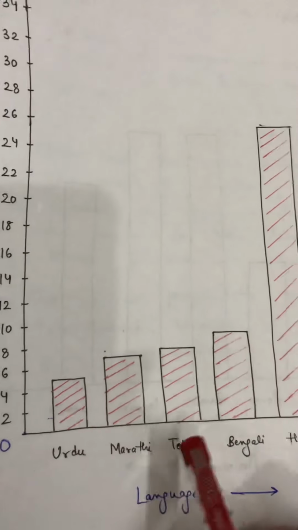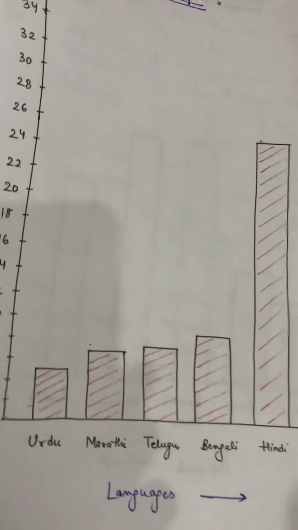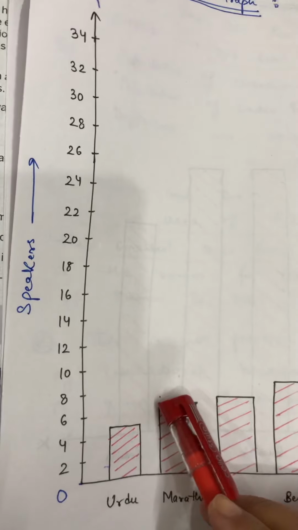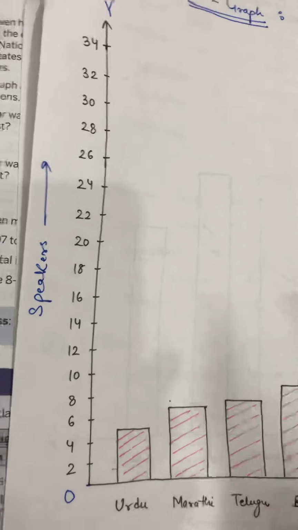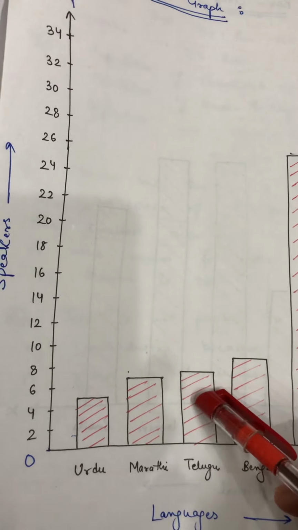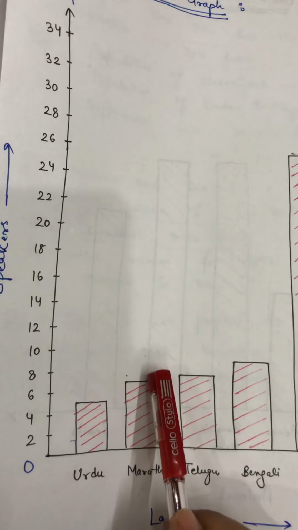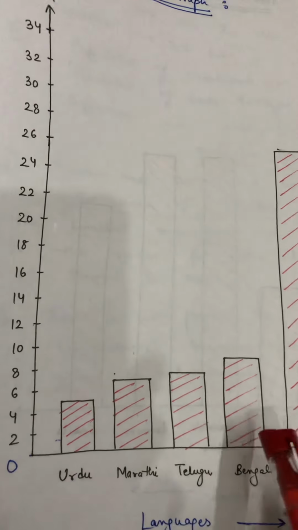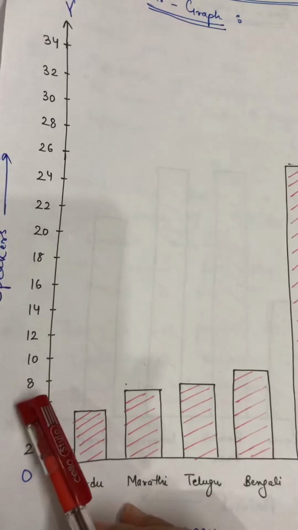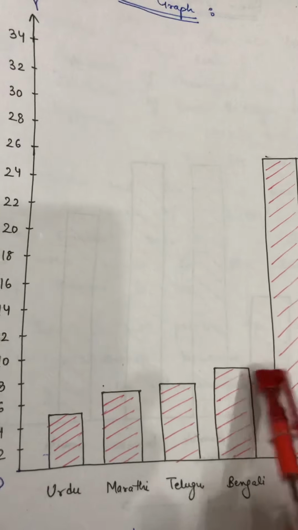Okay, next is Marathi language, that is up to 7.2. So 7.2 will lie approximately in between 6 and 8. Next is Telugu, that is 7.4. 7.4 means near about slightly above the 7.2. Okay, Bengali, that is 8.3. 8.3 means it will be slightly above 8.